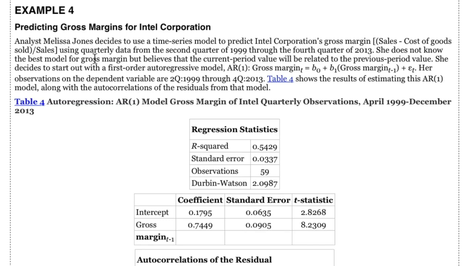Let's see. She does not know the best model for gross margins, but believes that the current period value will be related to the previous period value. She decides to start out with a first-order autoregressive model. Gross margin in time period t is equal to b0 plus b1 times gross margin in time period t minus 1. So there's the first lagged variable plus the error term. So that is an AR1 model. Her observations on the dependent variable are from second quarter 99 through the fourth quarter 2013. Table 4 shows the results.